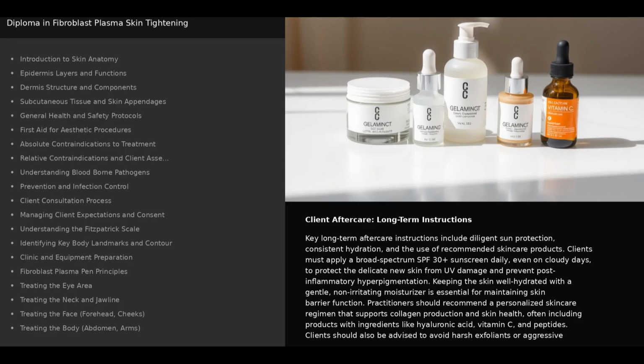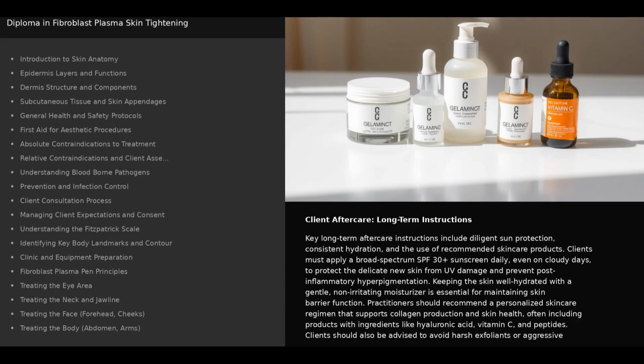Clients must apply a broad-spectrum SPF 30+ sunscreen daily, even on cloudy days, to protect the delicate new skin from UV damage and prevent post-inflammatory hyperpigmentation. Keeping the skin well hydrated with a gentle, non-irritating moisturizer is essential for maintaining skin barrier function.